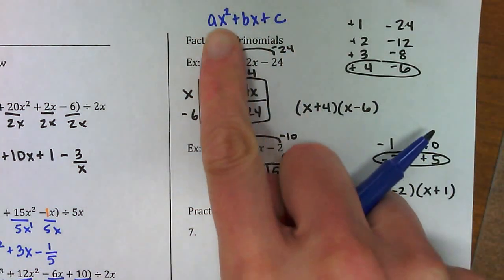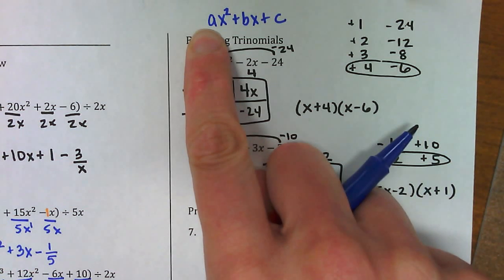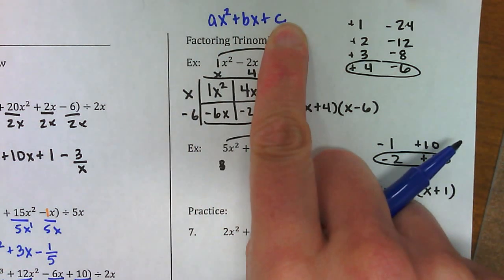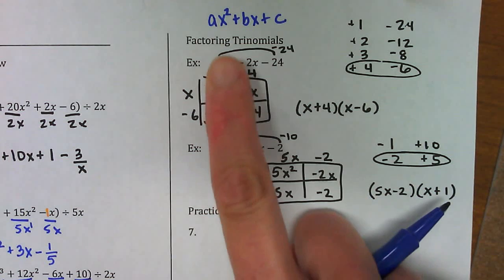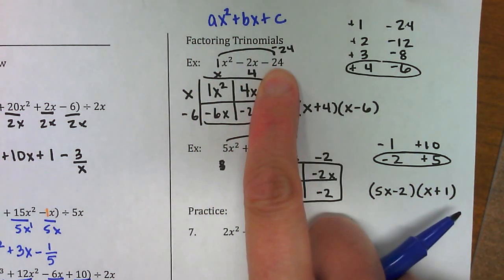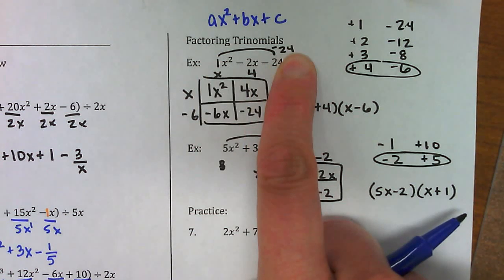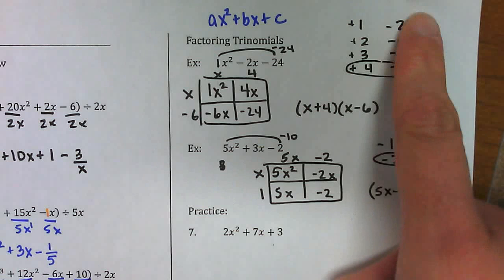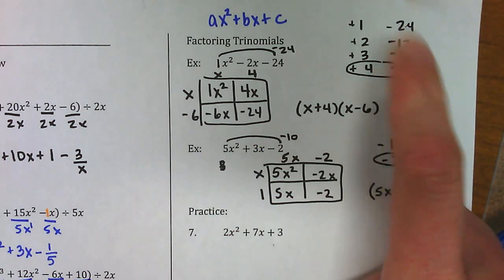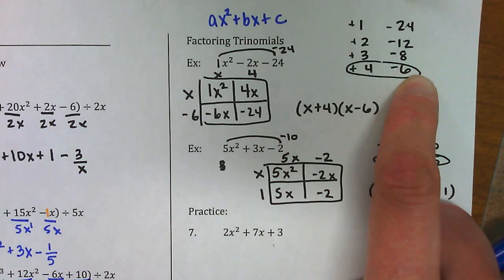A quadratic is written in this format, where a is the coefficient of the squared part, c is the constant. So we multiply whatever's in front of x squared times the constant. 1 times negative 24 gives us negative 24. That's what we're making a list of factors for. 1 times 24, 2 times 12, 3 times 8, 4 times 6.